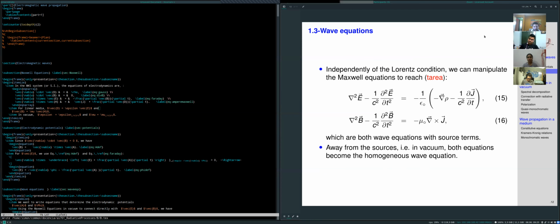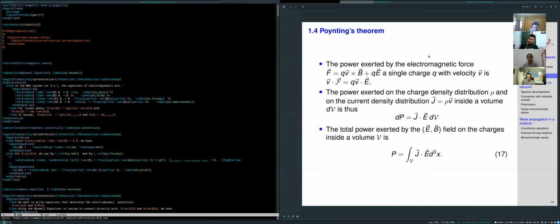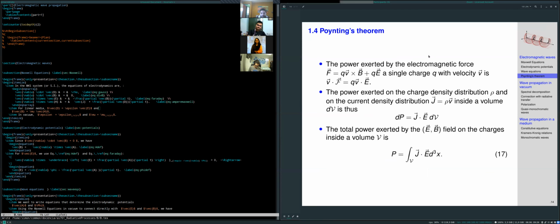Okay, so the last thing I want to mention in this introductory section is Poynting's theorem. The idea is to connect with the Lorentz force here.